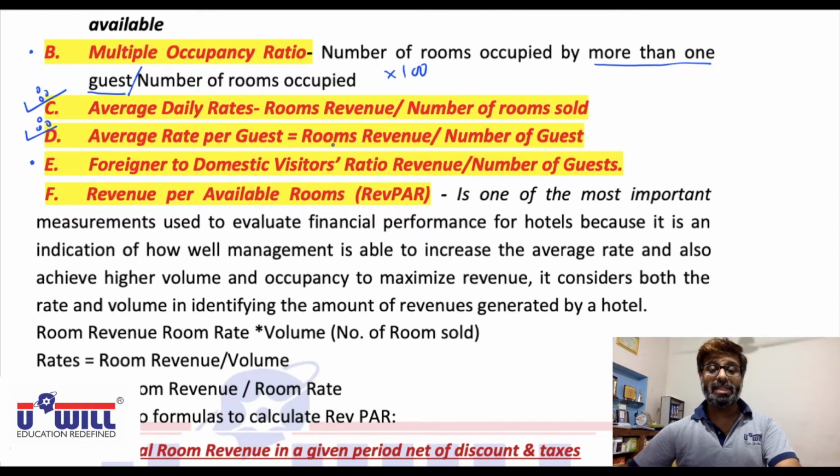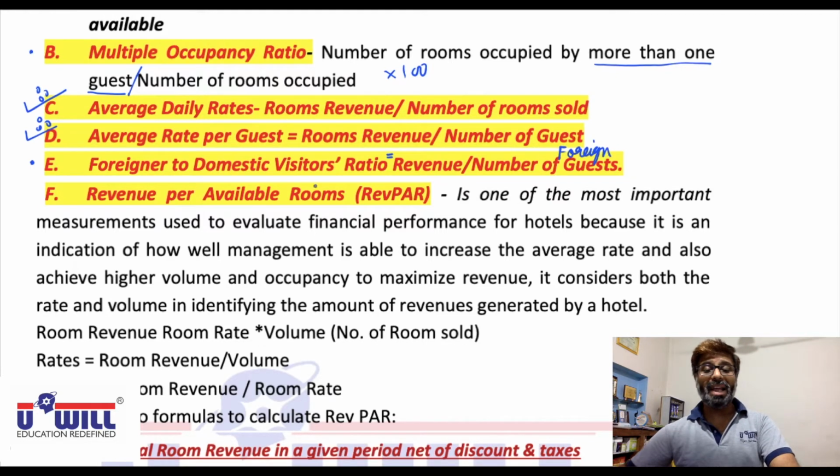Foreigner to domestic visitors ratio is again not very important. It is generally not asked in exams. Simply revenue divided by number of foreign guests. Okay, the ratio will be revenue divided by number of foreign guests.